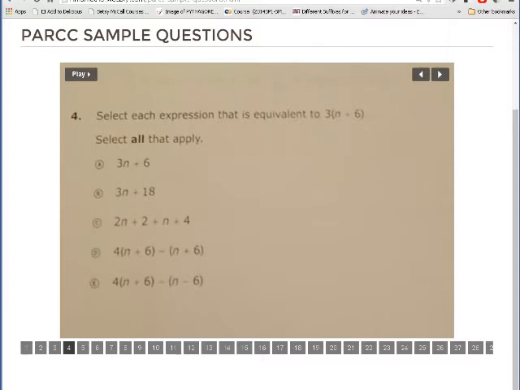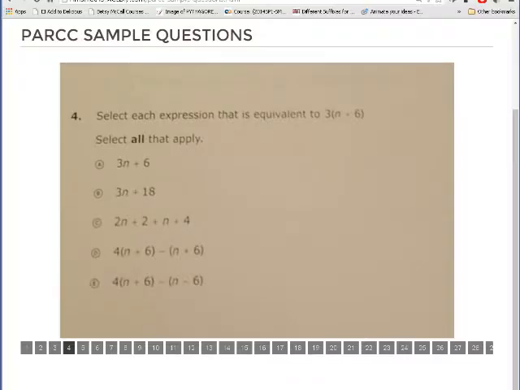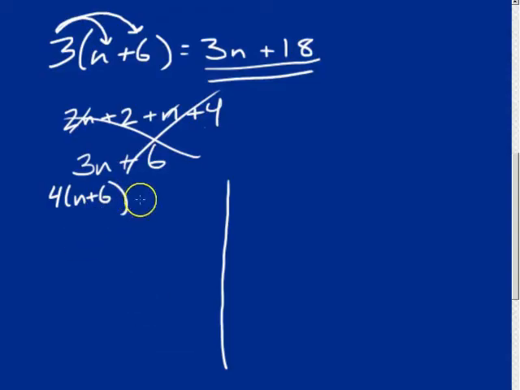How about D? 4 times the quantity of n plus 6 minus the quantity n plus 6, versus this one down here, 4 times the quantity n plus 6 minus n minus 6. Let's do both of those together. So I've got 4 times the quantity n plus 6, is that right? Yes, minus the quantity n plus 6.